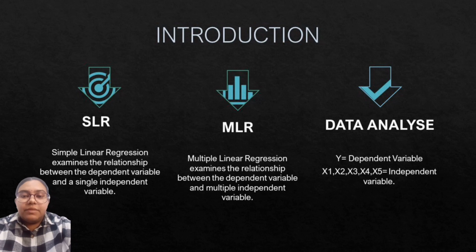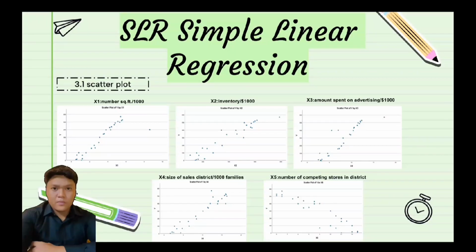SLR is simple linear regression, which examines the relationship between dependent variable with a single independent variable. Meanwhile, multiple linear regression examines the relationship between independent variable with multiple independent variable. Based on dataset 1, we have found out that y is the dependent variable and x1, x2, x3, x4 and x5 is the independent variable.